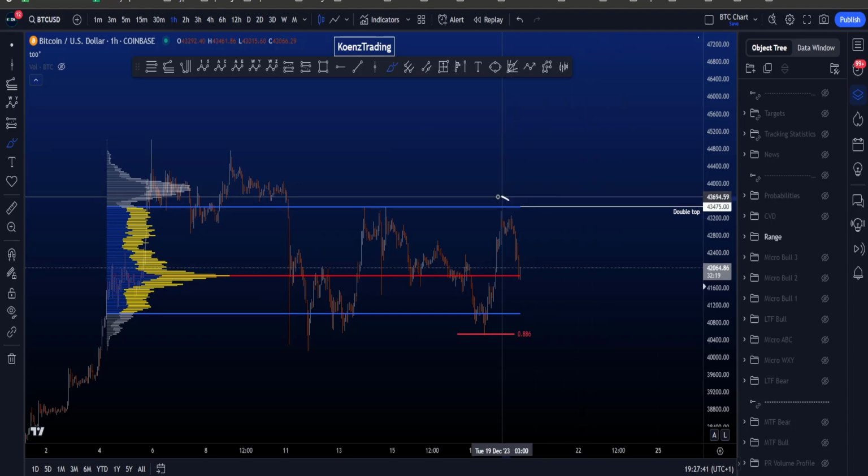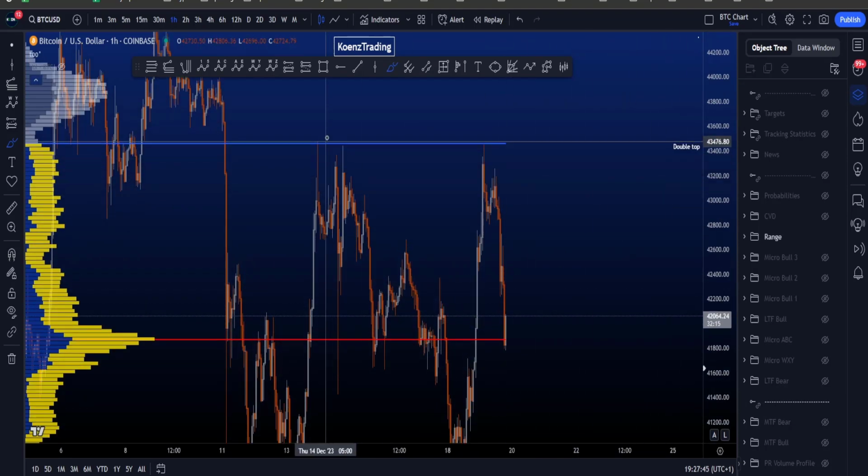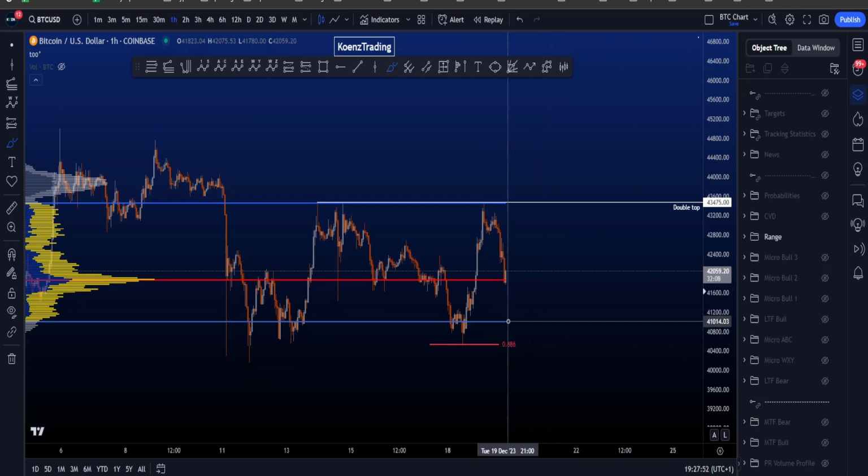If we look at the range, then we just rejected at the value area high of this range, where we also have the double top, high number 1, high number 2. Currently, price is right on top of the point of control, and the value area low is sitting at 41k.